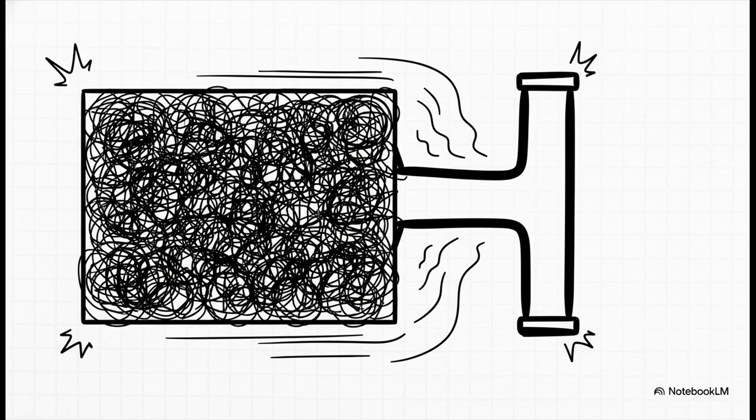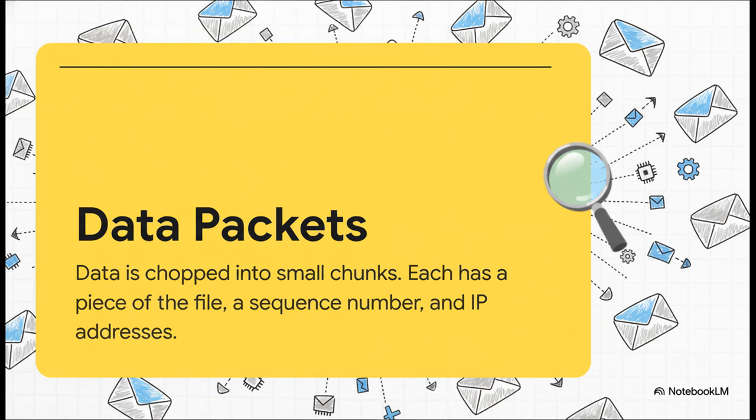Thankfully, the internet is way, way smarter than that. Instead, that big stream of data gets chopped up into thousands of little, easy-to-manage chunks. We call them packets, and each packet is like its own tiny, self-contained envelope. It's got a small piece of the video inside, the to and from IP addresses, and, this is key, a sequence number, so your device knows how to put it all back together in the right order.